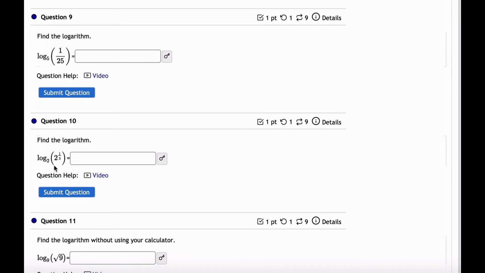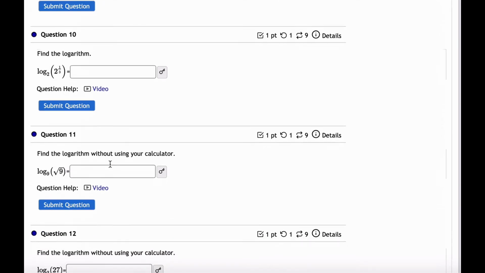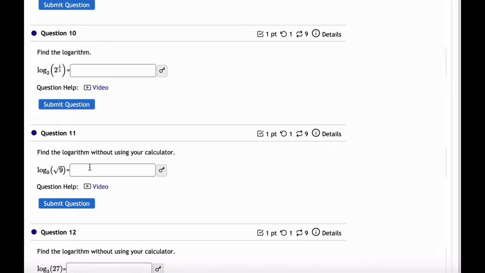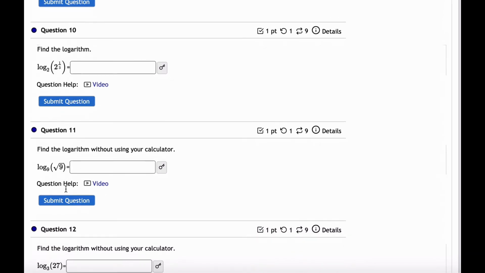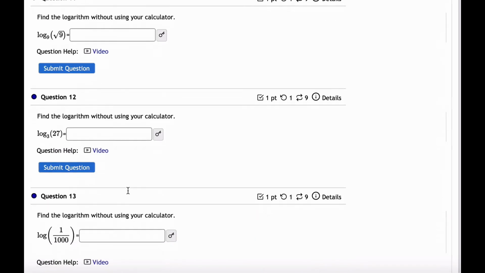What's the log base 2 of 2 to the 1/3 power? What's the log base 9 of the square root of 9? So just a bunch of different logarithm questions that you're supposed to evaluate. Sometimes we got radicals, sometimes we got fractions, sometimes we got exponents. And if you're good with your different exponent rules, maybe you could solve all of those guys.